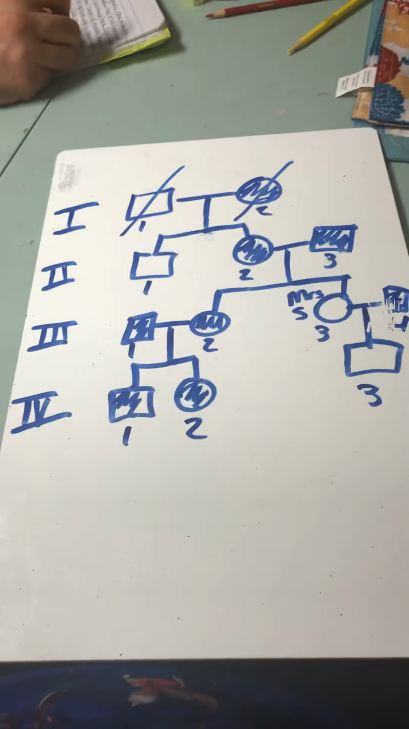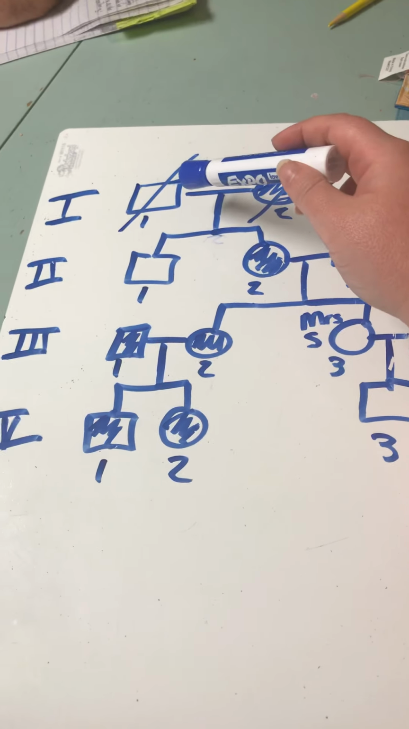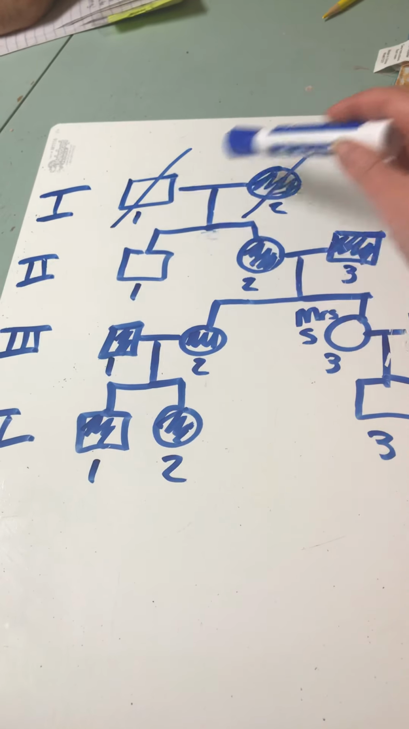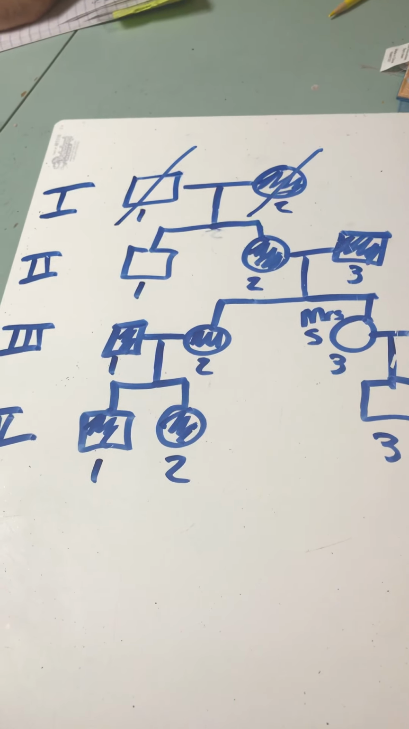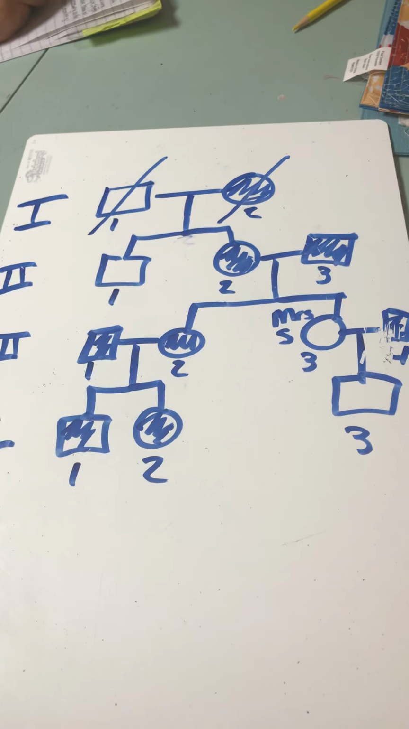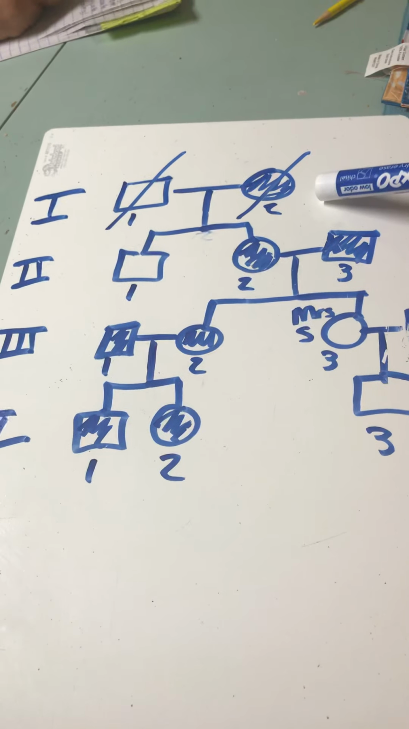On the back, I did another one. This is my family tree. At the top we have my grandparents, and you notice that there's a slash through them. If there's a slash, that means the people are deceased. They're no longer with us. So both of my grandparents have passed away.